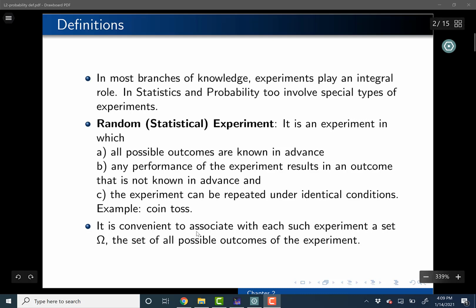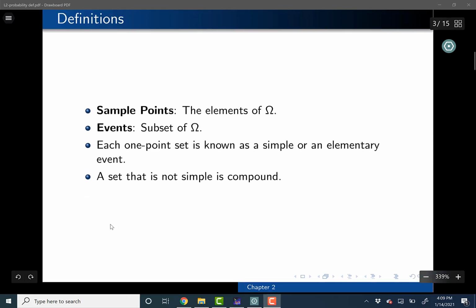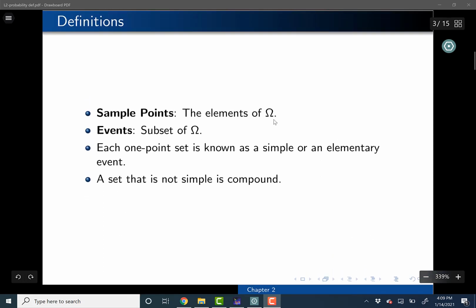It is convenient to associate with each such experiment the set omega of all possible outcomes. This is like the universal set, right? This is the set of all possible outcomes of the experiment. The elements of omega are called sample points. Subsets of omega are events. If a subset contains a single point of omega, then it is a simple or elementary event. Any event that is not simple is compound.